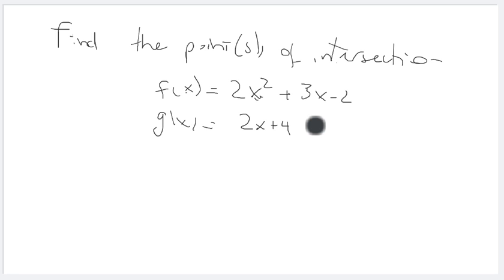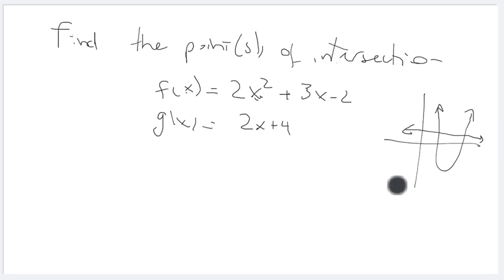I'll give you a moment to think about last year. How did you solve the system when you had 2 equations? What did you do last year? We had the equation of this one, we had the equation of this one. We want to know what's the point of intersection. So what did we do?